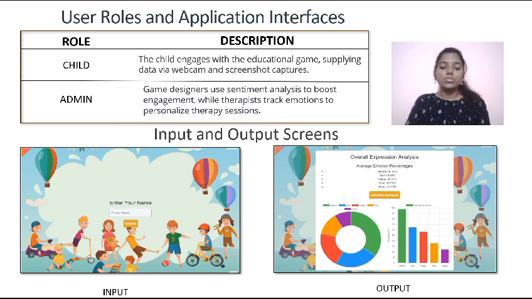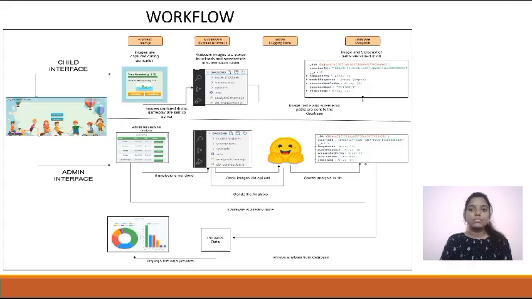Under input and output screens, we have a login page for the child which asks only for the name, and this name would be helpful later to fetch analysis. Then we also have the output screen. Here we can see the overall expression analysis, where we have a donut chart and a bar graph displaying the emotions of the child during the gameplay.